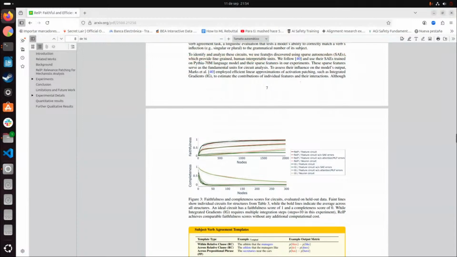So to do this kind of thing better, you need both better patching methods and better ways of dividing up the model, better sparse autoencoder kind of things, because current sparse autoencoders are not super good. Assess the influence on the model's output, employed efficiently... Instead, the contribution with feature activations.